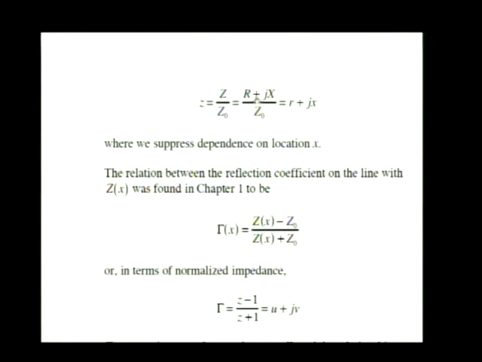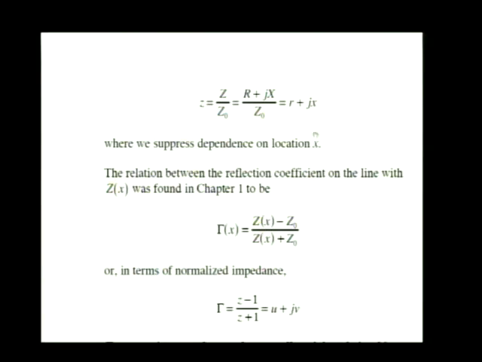Well, Z was R plus JX, capital R plus J capital X, so that is what we divide by Z0. And we call the real part of the normalized impedance small r, just like the real part of capital Z was capital R, and the imaginary part of the normalized impedance is small x.